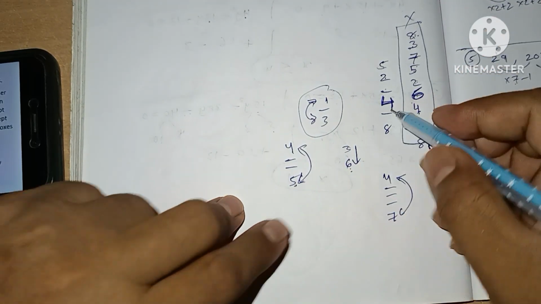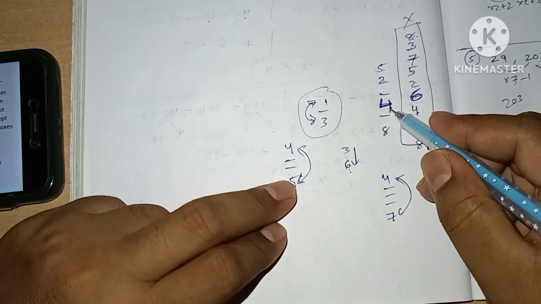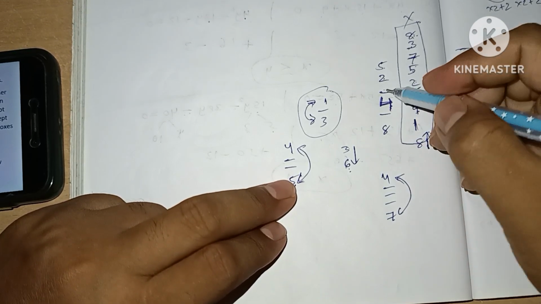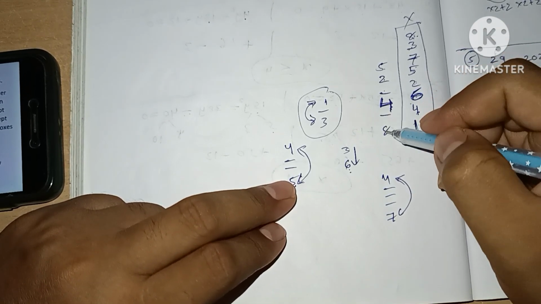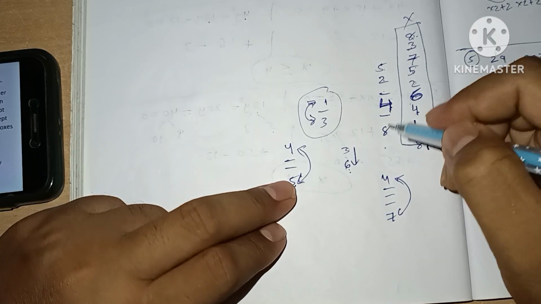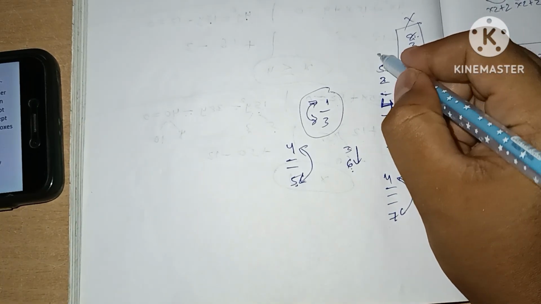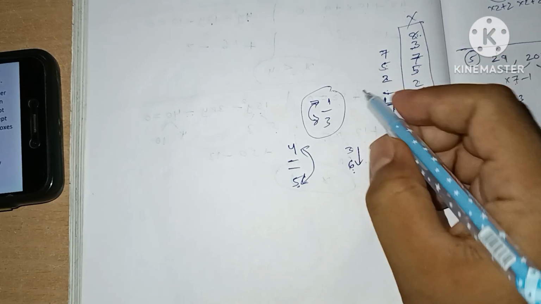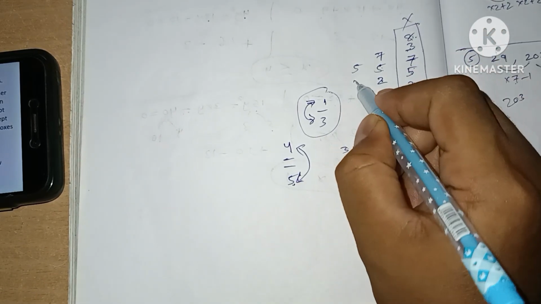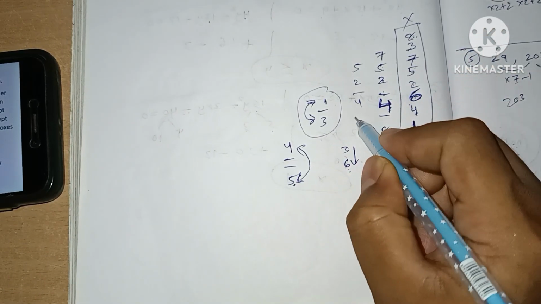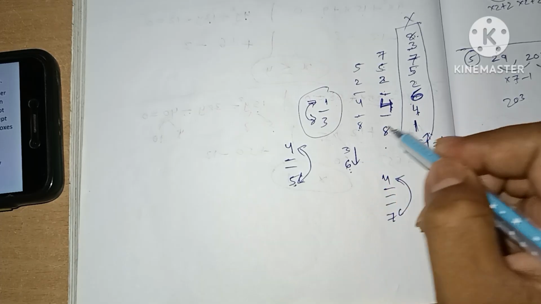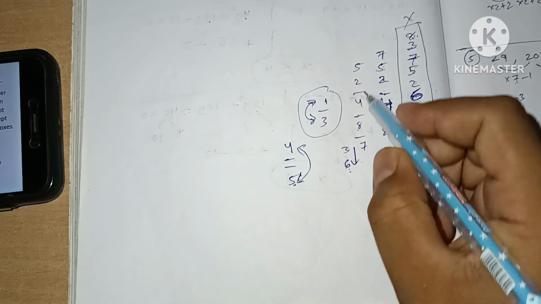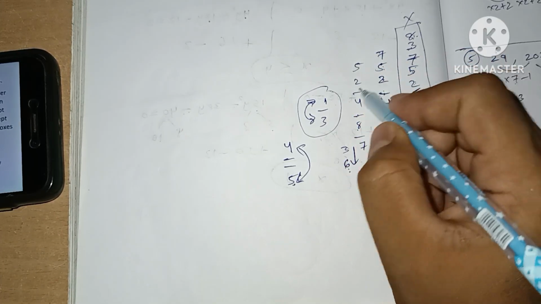Let's see this one. Here we have 4. 4 means we can write 7. We cannot write a 7 below 1, 2, 3. We place 7 on the top, or else we can place 7 below also. 8, 1, 2, 3, 7. So now we again got two possibilities.